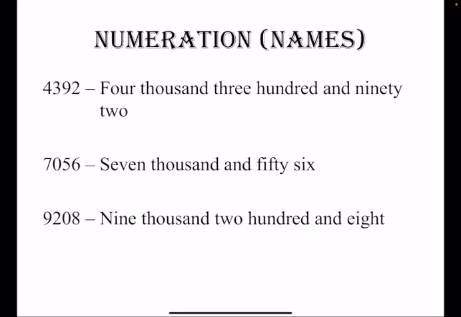Now we are writing these numbers in words. That means we are writing their names, or also we can say numeration. So 4392 will be written as 4392. 7056 will be written as 7056 and the next number will be written as 9208.